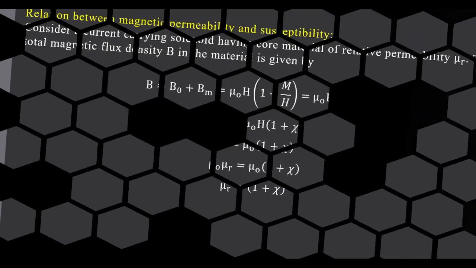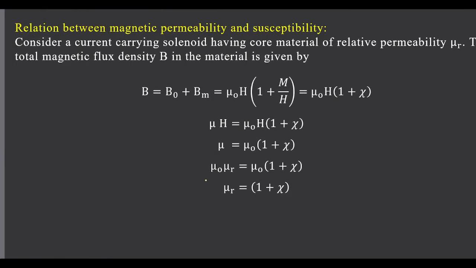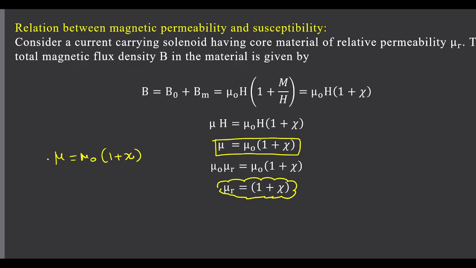Then we can derive the relation between susceptibility and relative permeability. The final formula is very, very important: mu r is equal to 1 plus chi. We can also write mu is equal to mu naught into 1 plus chi, where chi is susceptibility. See, that is given here. This formula we also use sometimes in competitive examinations to solve for chi or mu.